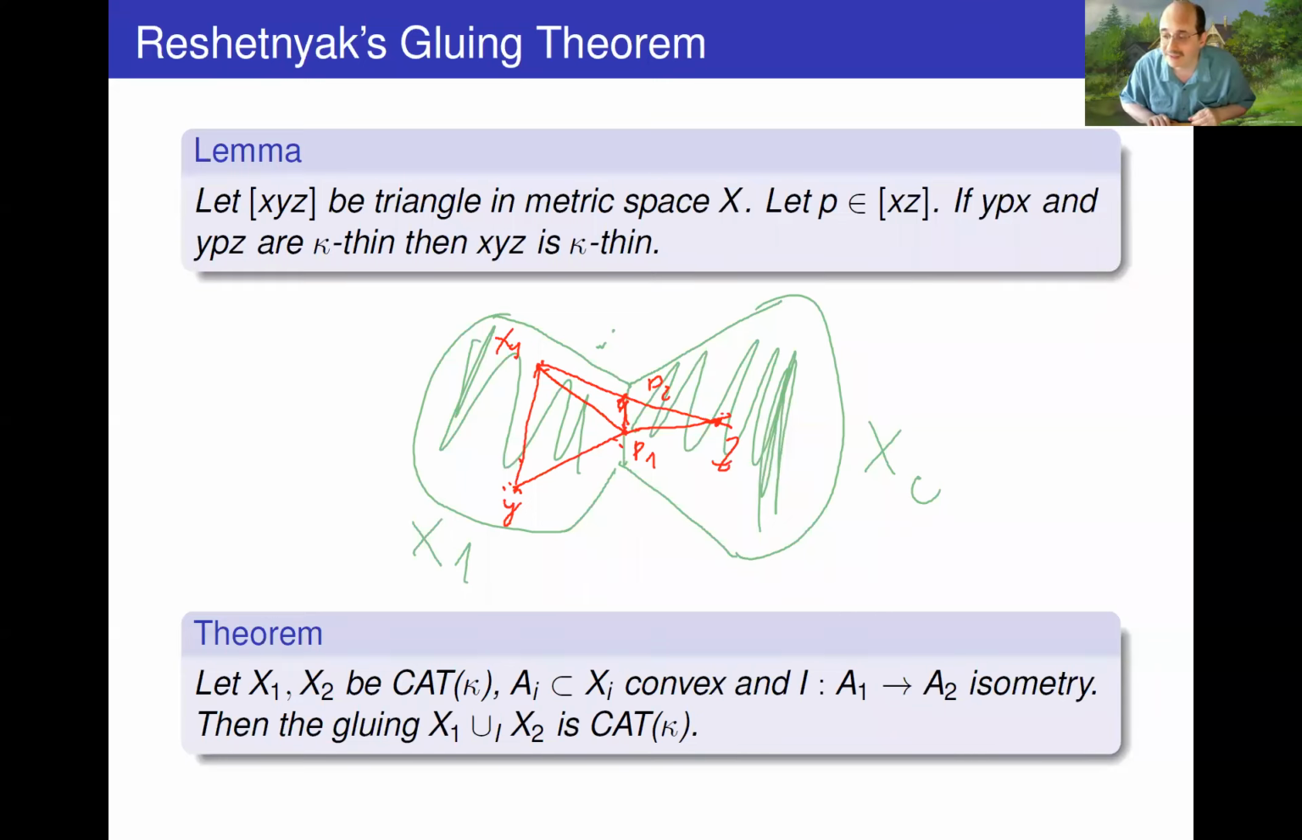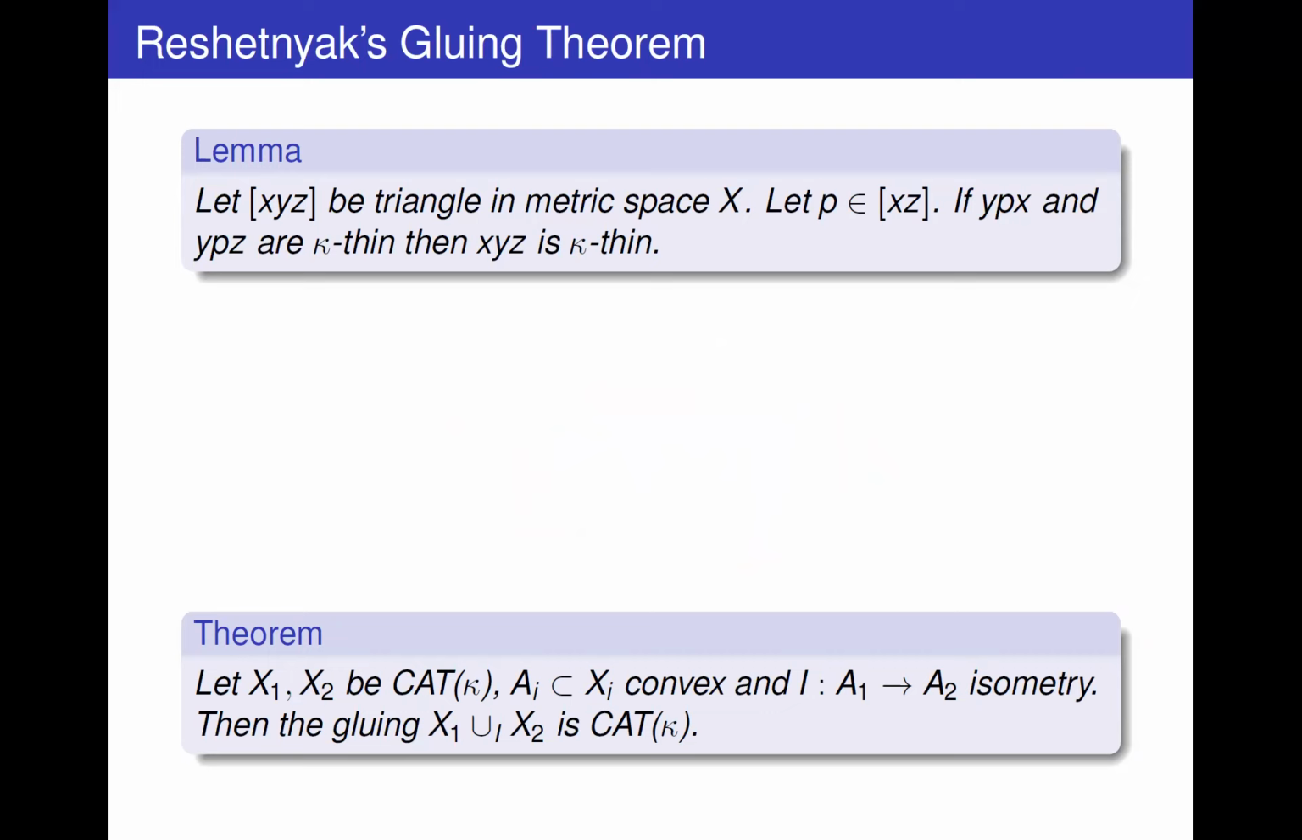More questions, please. So in the proof of the lemma, you said that the comparison point P bar will be convex. Why do you say that? Sorry, it's difficult. Could you please repeat it? Is it about the lemma or about the theorem? It's about the lemma. You said that the comparison point P bar will be convex, right? In the comparison triangle. So why is that? Okay.